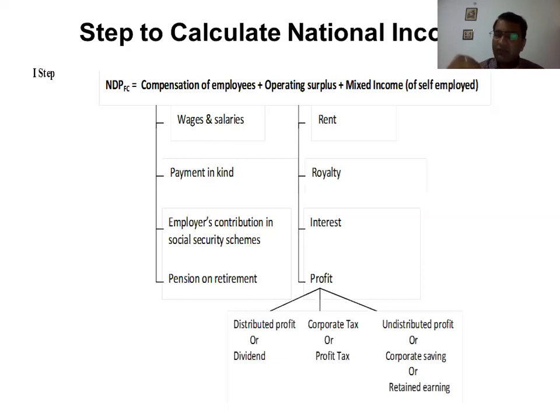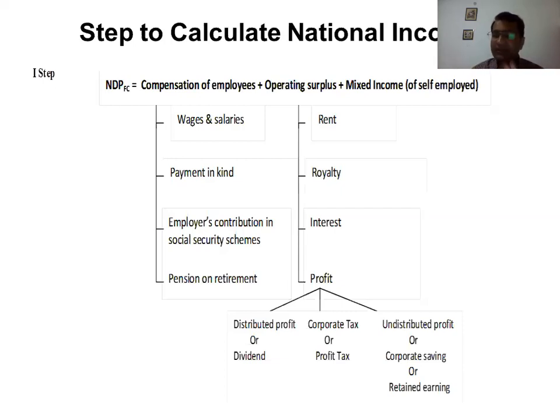Your first factor is the compensation of employees. Compensation of employees means the compensation received by the employee. Employee and employer are different entities. The employer is the person who provides the job, but the employee is the person who does work for others. So the employee gets wages and salary. Sometimes the parts are given, sometimes compensation of employees is given directly. In compensation, the employee receives wages and salaries, or payment in kind.